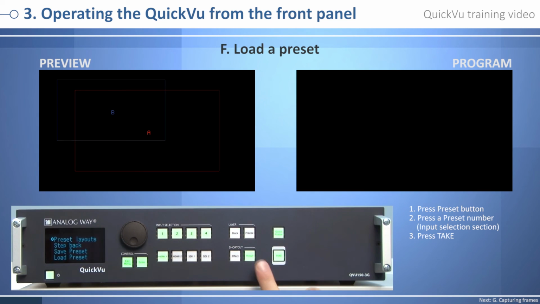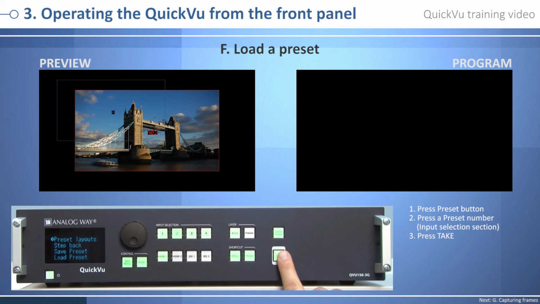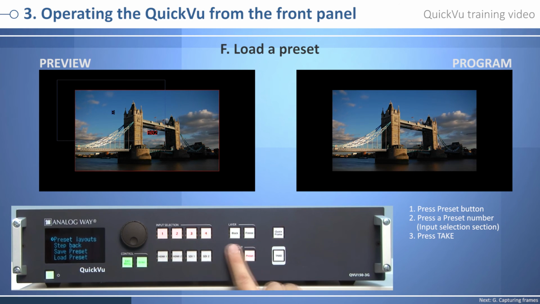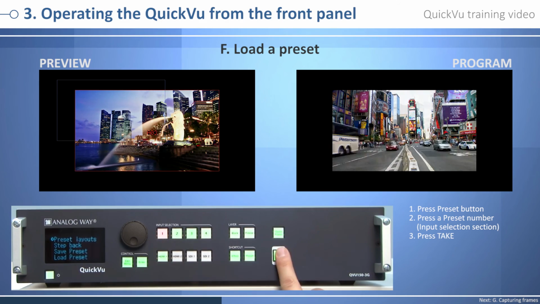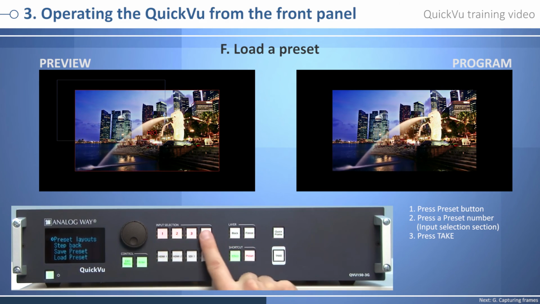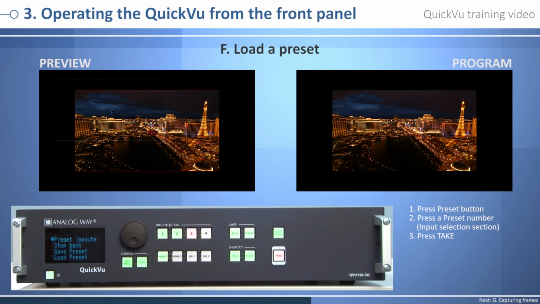Load a preset. The 8 user presets of the QuickVu can be recalled at any stage during your show or event. Press the Preset button, then press one of the 8 first preset buttons to choose which memory, number 1 to 8, you wish to use. The preset will be displayed on your preview screen. Once you have selected your preset, simply press the Take button to view the result on your main screen.